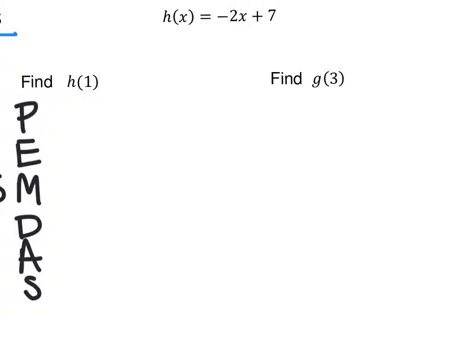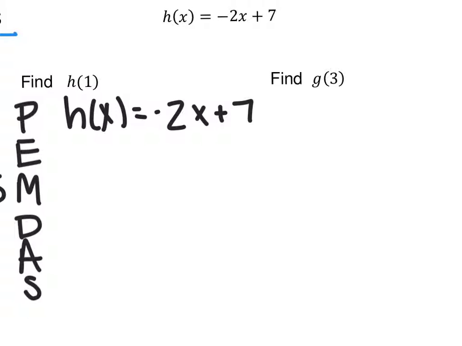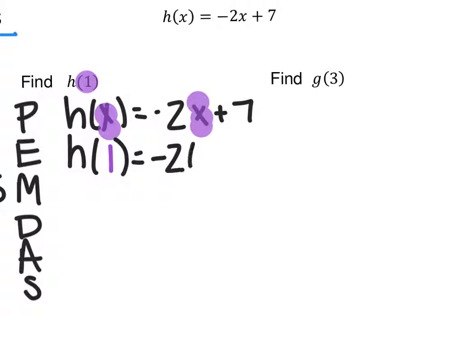Now I'm supposed to find h of 1, so that means I'm going to use my h function, which says that h of x equals negative 2x plus 7. And they're telling me this time that my x value is 1, so I'm going to replace all of my x's with a 1. So I'm going to rewrite the function: h of 1 equals negative 2 times, instead of x, I'm going to put 1 in there, plus 7.